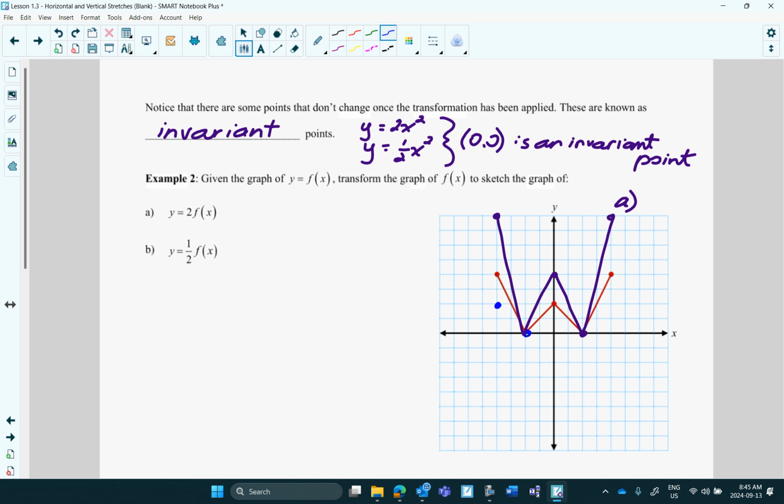Y is 0. New one stays where it is. Y is 2. New one goes to 1. This one stays where it is. Half of 0 is still 0. And this is 4. Half of 4 is 2. So we can see that's taking f of x, the red W, and stretching it by a factor of 1/2. It kind of compresses or flattens, where A stretches out.